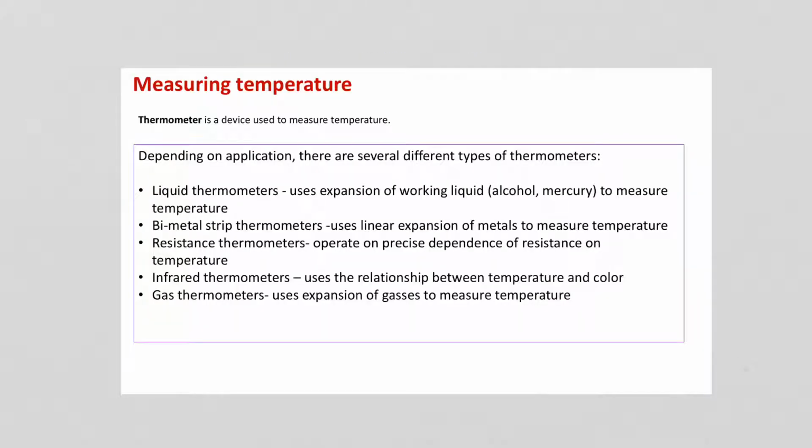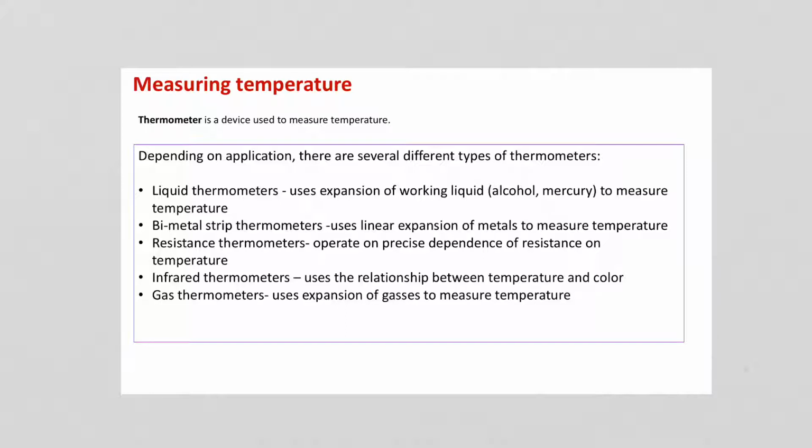Temperature is measured with a device that is called a thermometer. Depending on the application, there are several different types of thermometers. We have liquid thermometers, which use the expansion of a working liquid, which would be either alcohol or mercury, to measure temperature. Another type of thermometer is a bimetal strip thermometer. It works based on the different rates of expansion of two metal strips that are glued together.